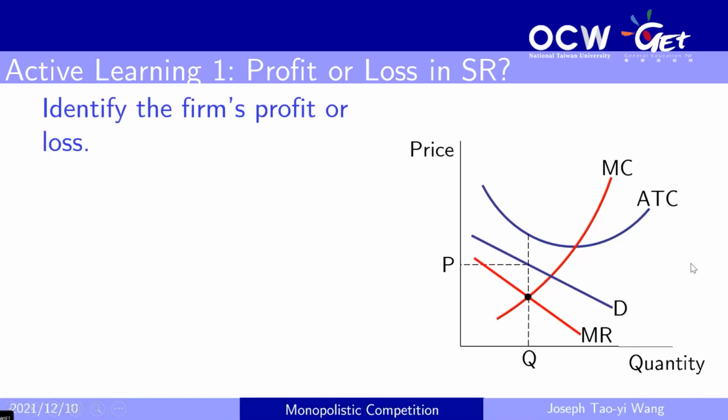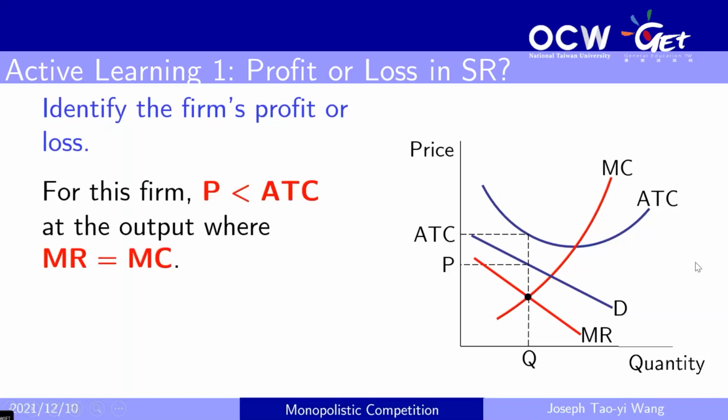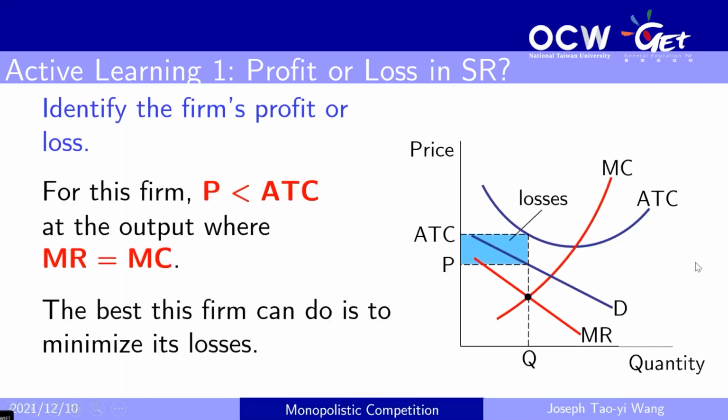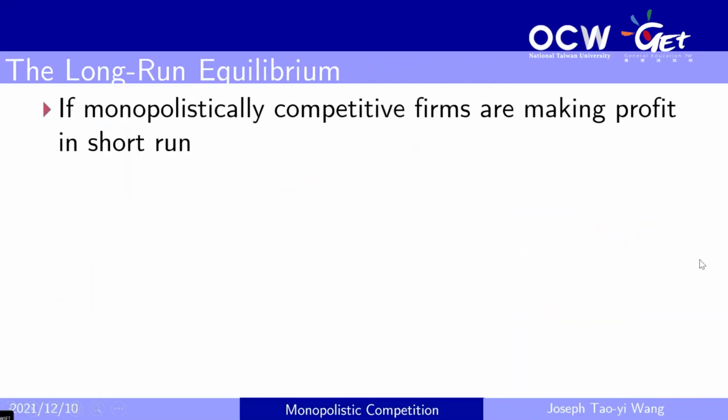And depending on where your ATC curve is, you could be making a profit or a loss in the short run. So in this case, the ATC at the profit maximizing quantity is above the price you charge, so you are making a loss. And of course, if your ATC curve is lower, then you could be making a profit in the short run. Now we're going to ask what happens when you go to the long run.